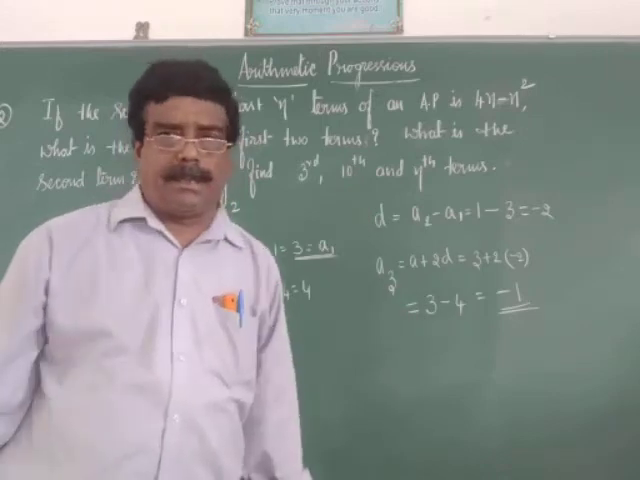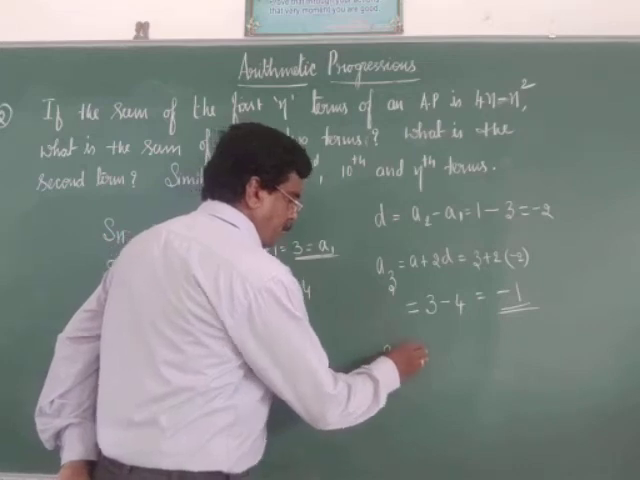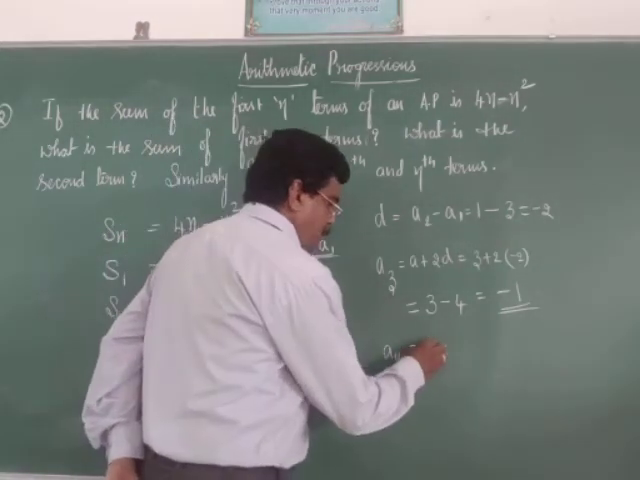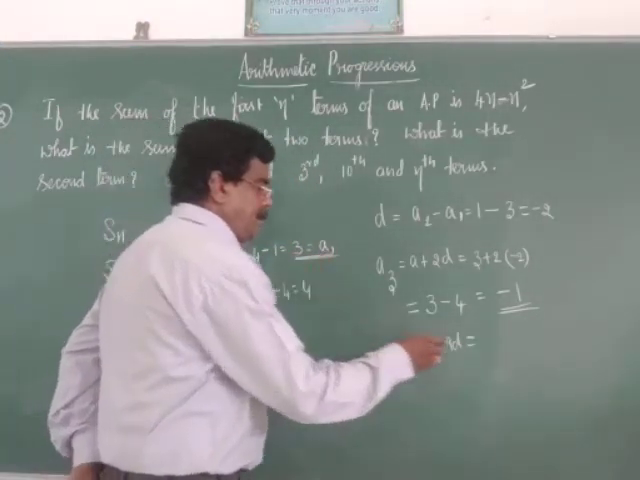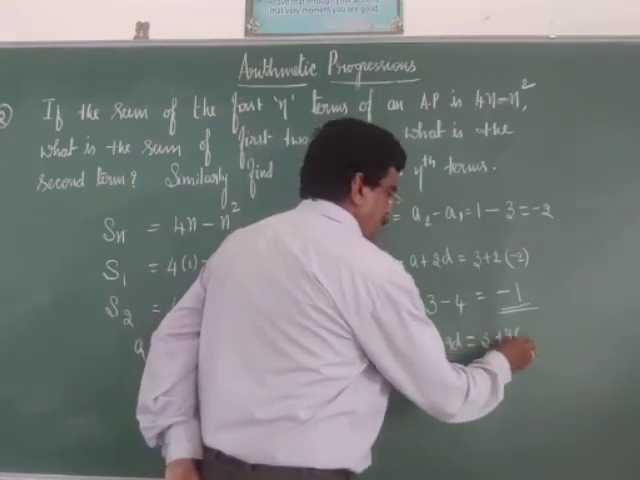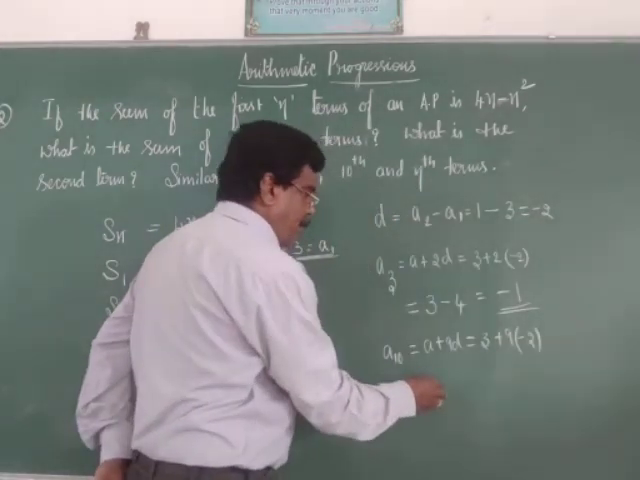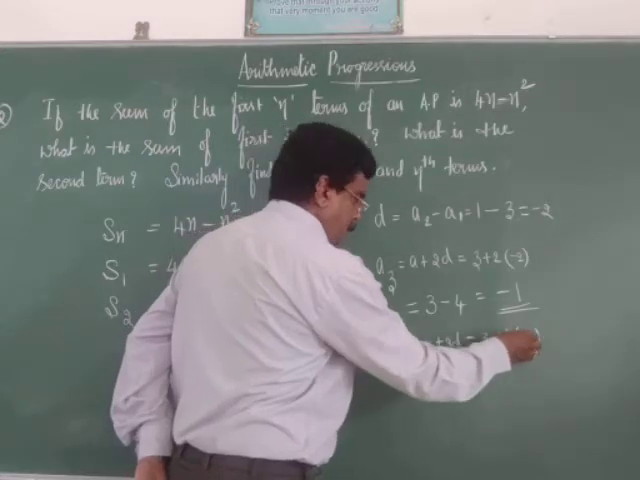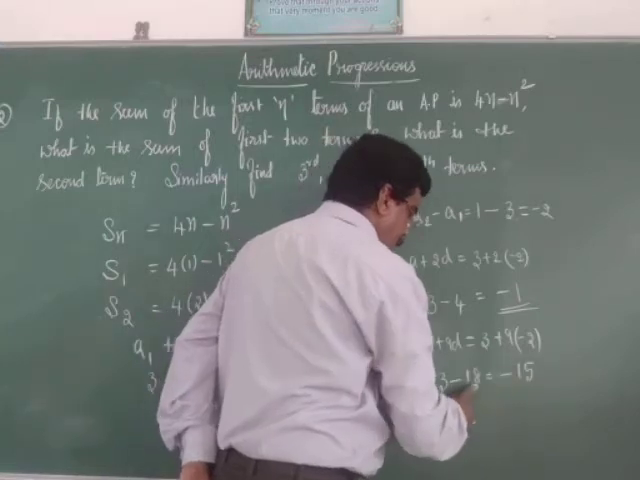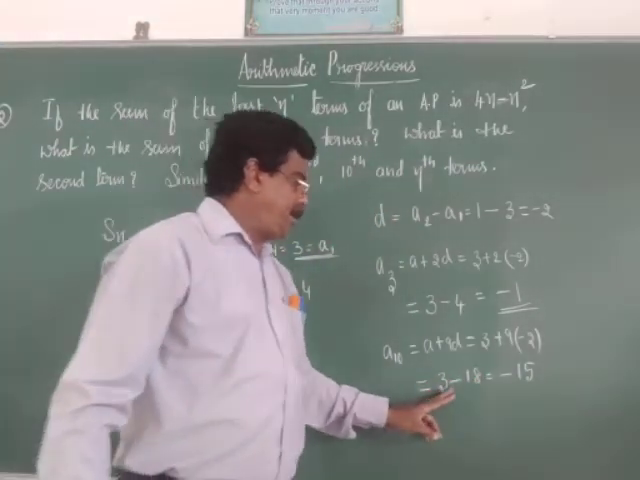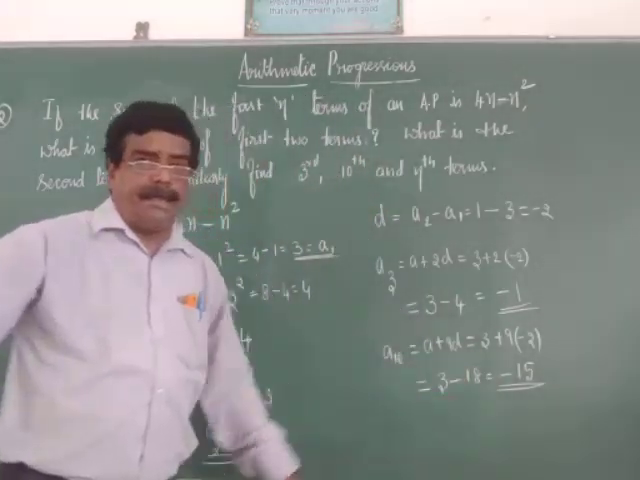Now we have to find out the 10th term. How to find the 10th term? Again we put A10. So A10 is equal to A plus 9 times difference. A is again the first term, 3, plus 9 times difference. Difference is minus 2. So in the next step we will get 3 as it is, plus into minus, minus 9 into 2 is 18, which is nothing but minus 15, because minus 18 plus 3 means minus 15. This is the 10th term.